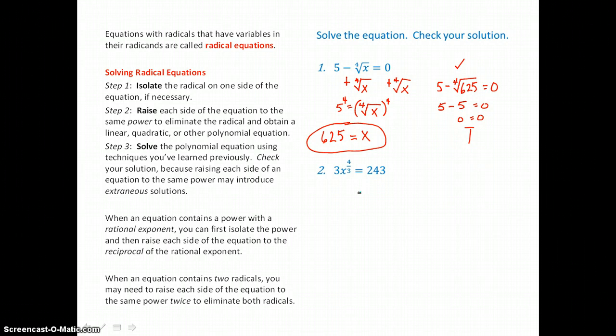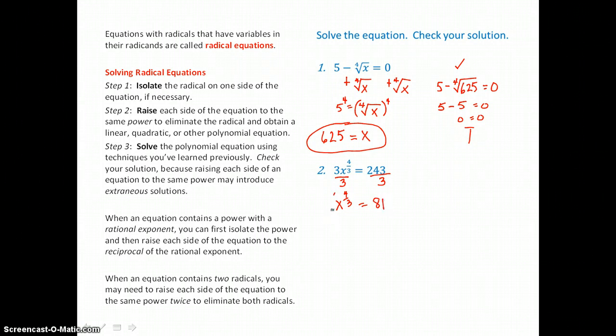Okay, in the next equation, instead of a radical, we have a fractional exponent. But remember, a fractional exponent is nothing more than a radical. To solve, I want to get that x to the 4/3 power alone, so I'm going to start by dividing both sides of this equation by 3. And over here I'm going to get 81 when I divide.